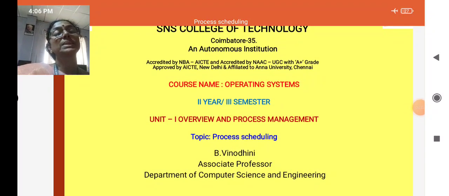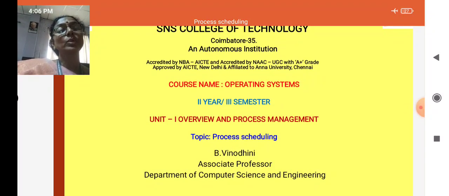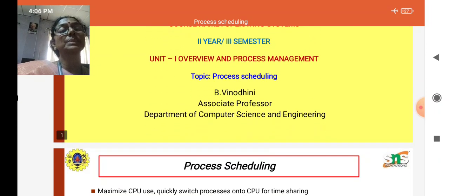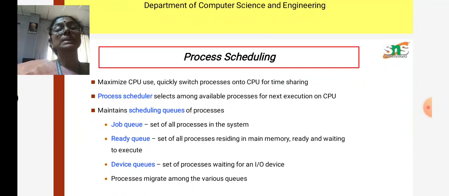Operating system lecture series. In today's video, we are going to see what process scheduling is and how scheduling is done in operating systems and also in our computer systems. The main objective of process scheduling is to maximize CPU usage, and to switch context between processes quickly for time-sharing systems.